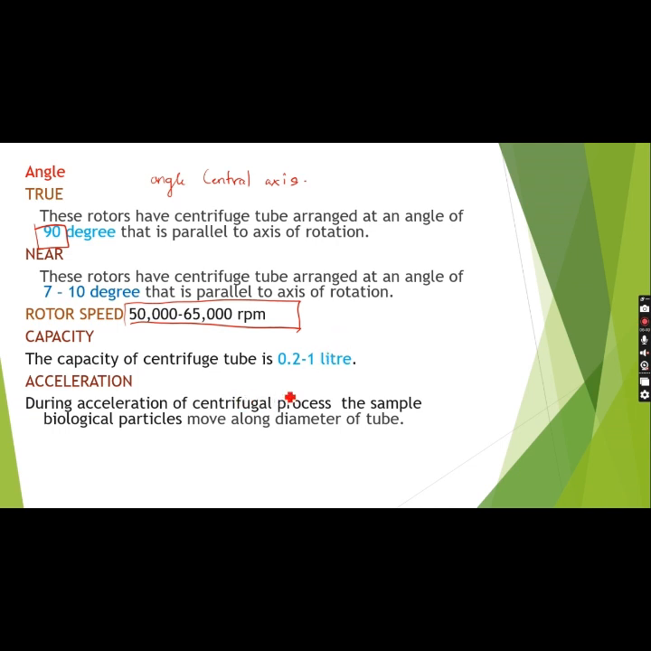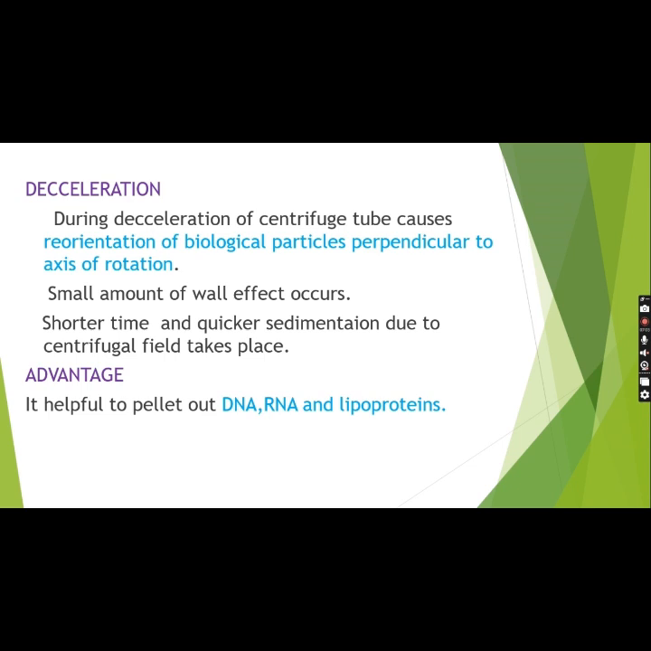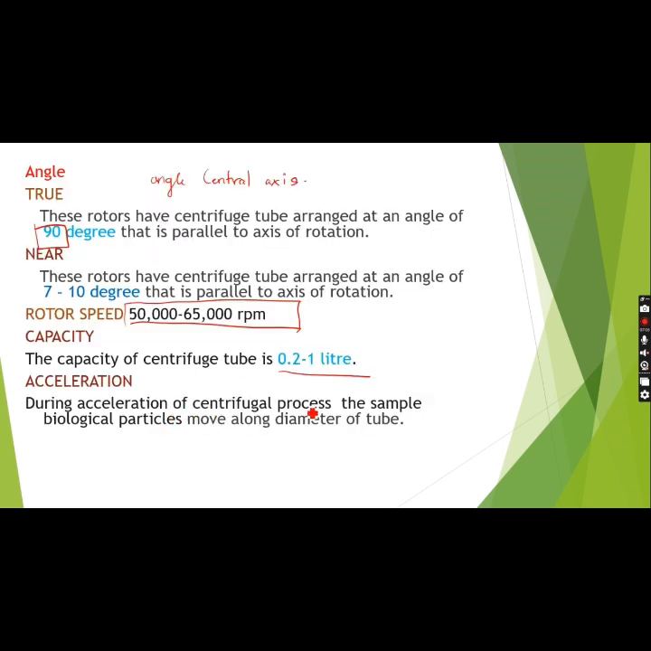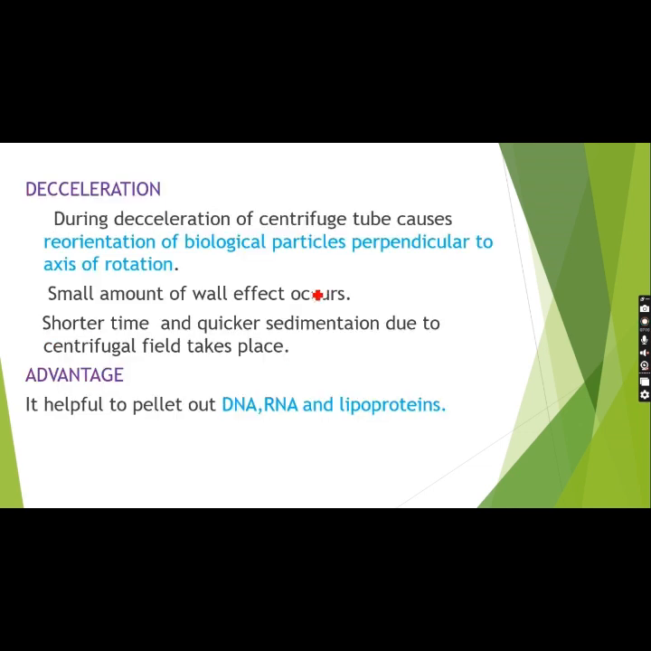The capacity of the centrifuge tube is going to be 0.2 to 1 liter, which is equivalent to the fixed angle rotors. So here a small amount of wall effect occurs, but in general the wall effect is not prominent. Here the centrifugation is going to occur based on the biological particles in the test tube.